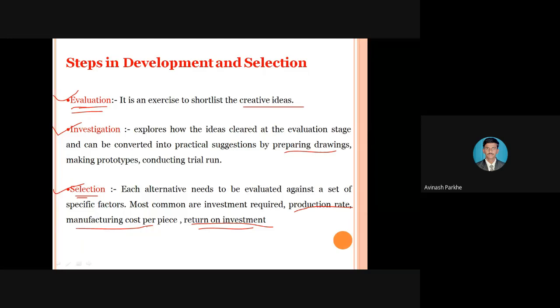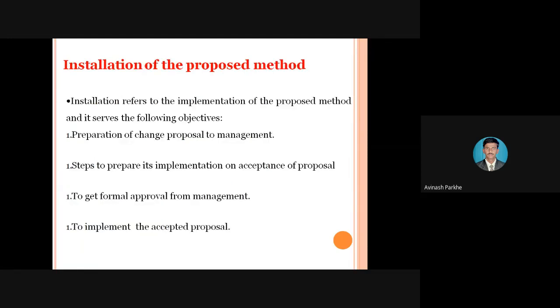In the third step, out of the two ideas we have selected, we have to select one idea, and once the final idea is selected, we have to go for the installation of the proposed idea. Once the last method is selected, we had a number of methods, from which we selected two. On those two methods, detailed investigation is carried out. After the detailed investigation, I have selected the first method. And once the first method is selected, I have to go for the installation. The last step is called the installation of the proposed method.